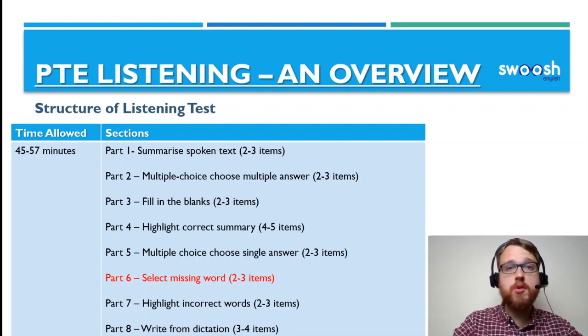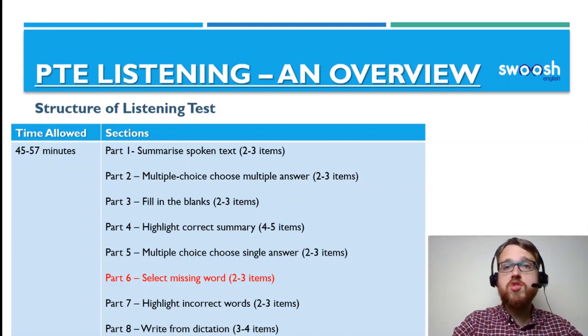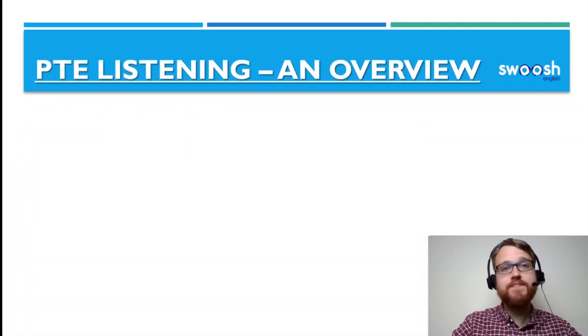Part 1, summarize spoken text. Part 2, multiple choice, choose multiple answer, fill in the blanks, highlight correct summary. Multiple choice, choose single answer, select missing word, which we're looking at today, highlight incorrect words, and write from dictation. So select missing word is the second to last part of this test, and they go through in chronological order, so you are near the end when you reach this part. As you can see, there are usually 2 to 3 items for select missing word in the exam.